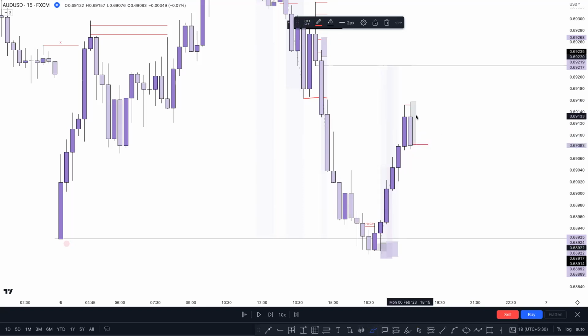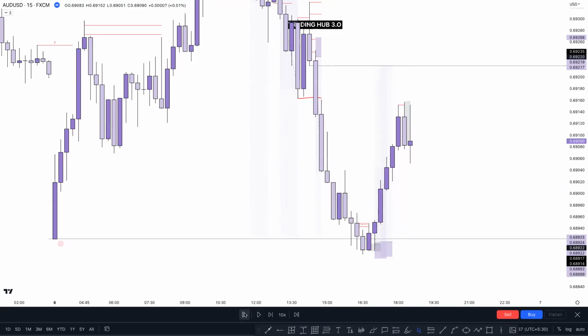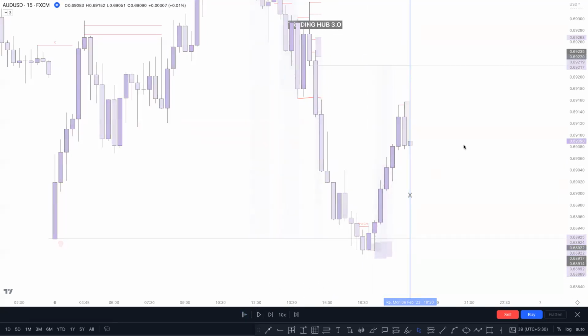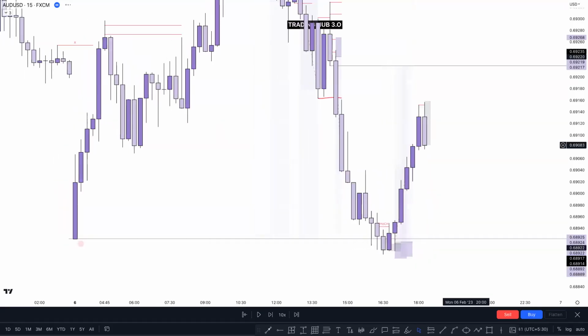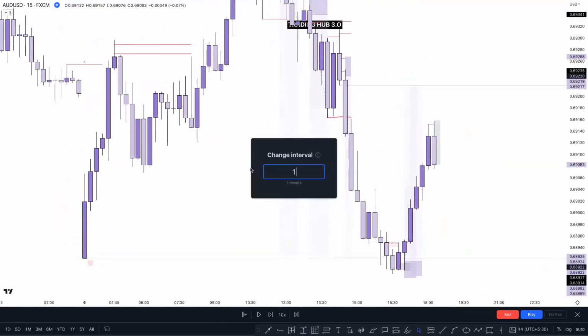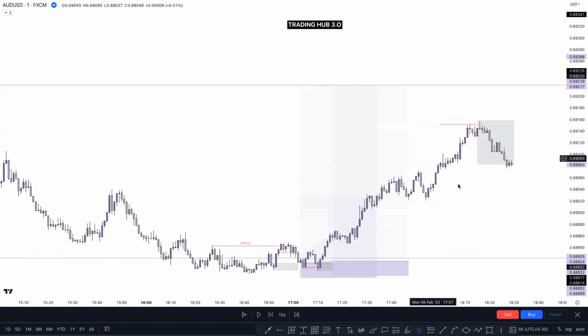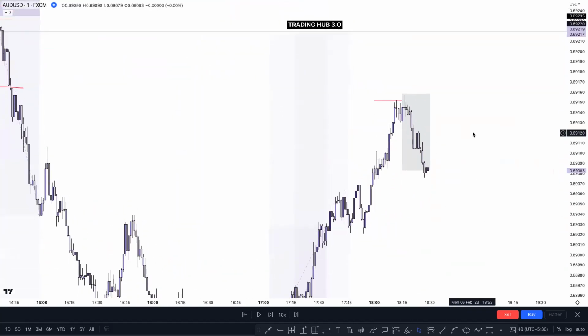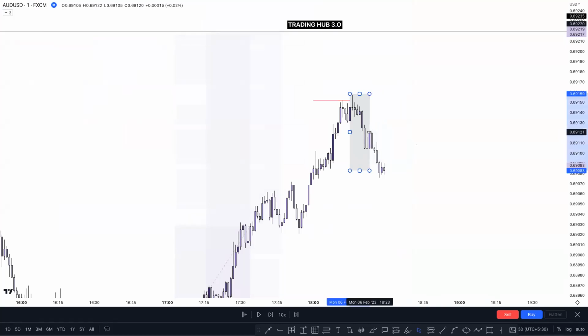So if the market creates anything here in the 1-minute time frame, you can definitely sell here for the short term till this low. Why? Because the pro trend is bearish. So let's see what happened. First of all, switch here to the 1-minute time frame. This is our 1-minute time frame.